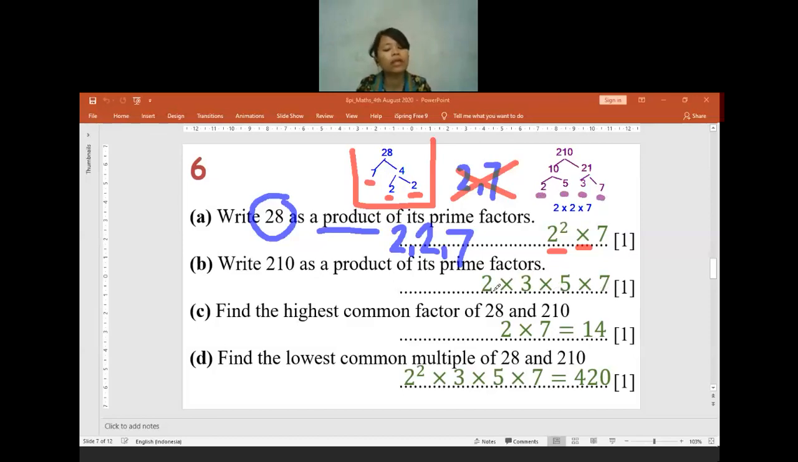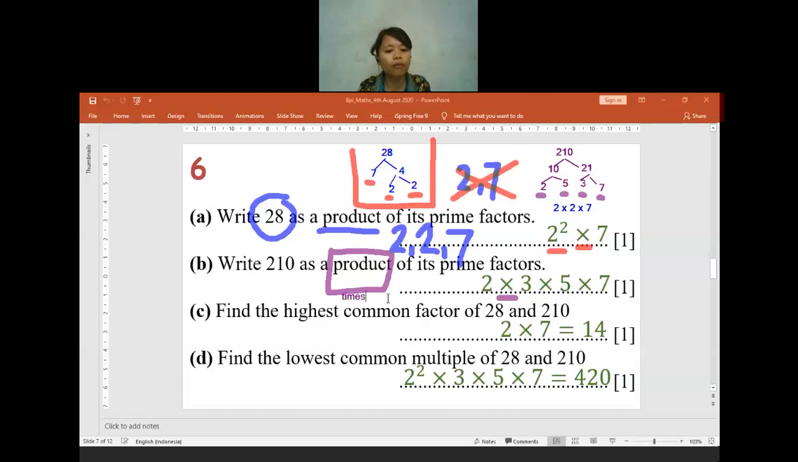Teacher, if I do not write in order, is it wrong? No, it will still be correct. It will not be wrong if you do not write it in order, as long as your answer is 2 times 3 times 5 times 7. Do not forget to write the times, because here it says product. Product means times, so you need to write the multiplication sign.